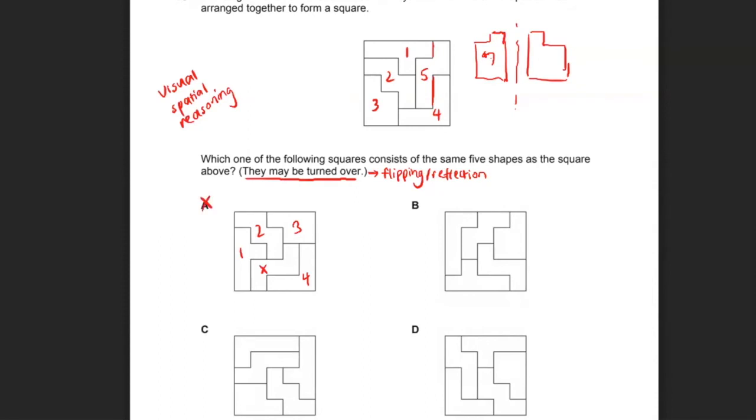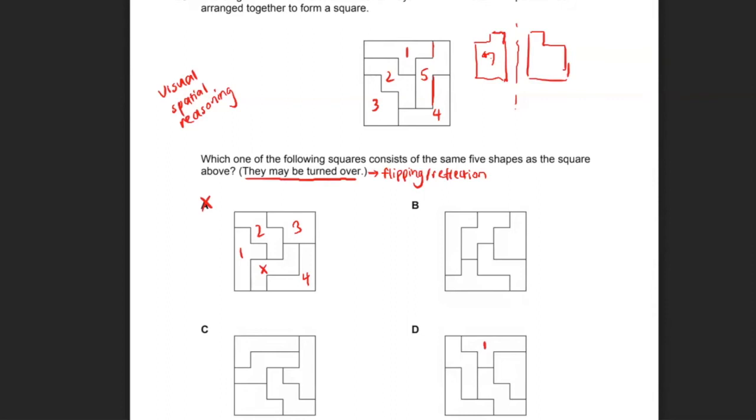right? So you simply repeat that for B, C, and D until you find one that actually matches up to all 5 shapes of the original square, right? So I'll just point you in the direction of D. In D, you can see shape 1 is simply just here. Okay, it's just been reflected across a vertical mirror.